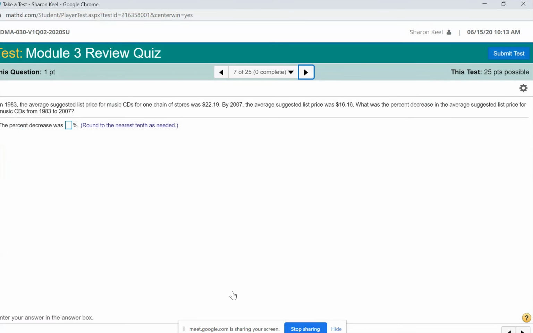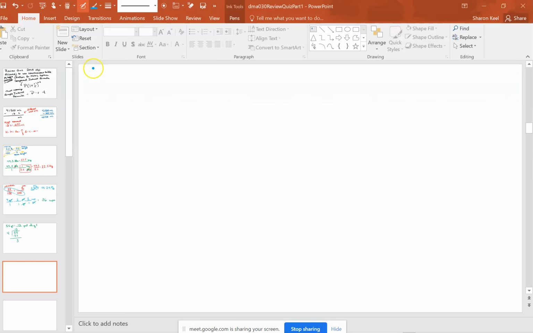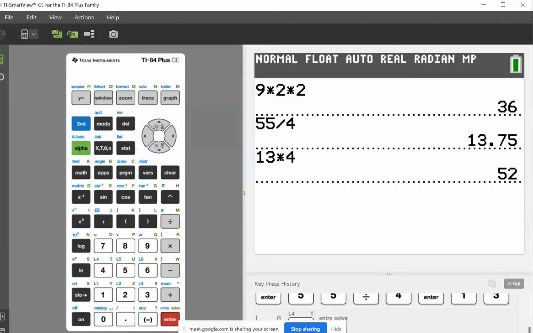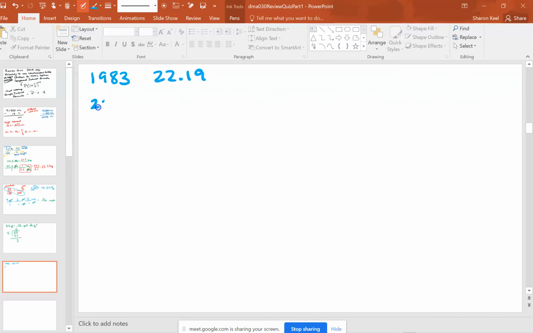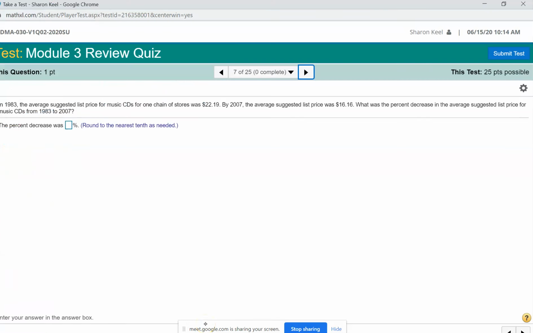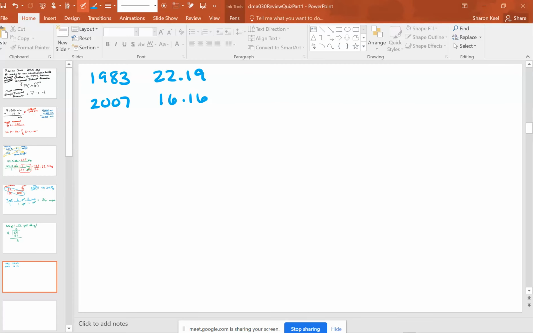In 1983, the average suggested price for a music CD was $22.19. By the year 2007, it's $16.16. We want to know what was the percent of decrease in the average list price for music CDs from 1983 to 2007? The first thing we have to do is subtract and figure out how much did it decrease by.